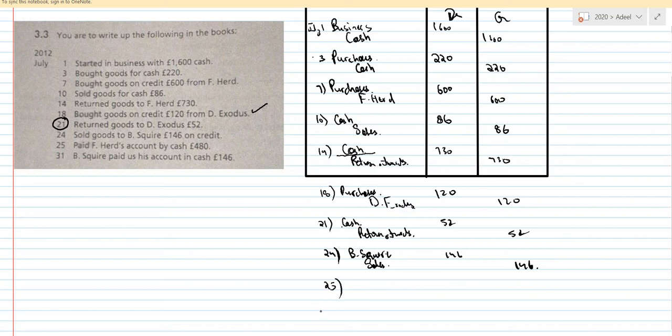25th entry. Paid F Herd's account by cash 480. Cash would be credited and F Herd would be debited. Last entry. B square paid us his account in cash 146. You would debit the cash and credit B square.